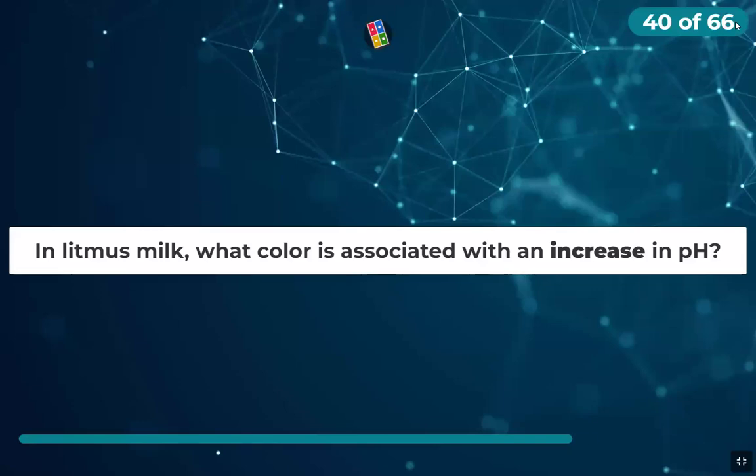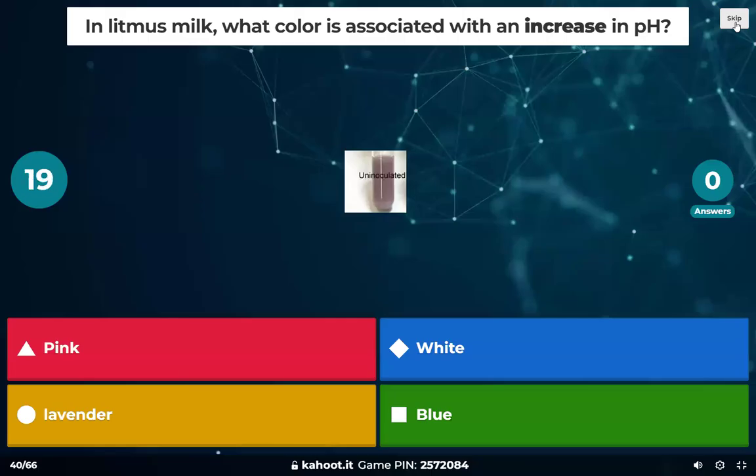All right, in litmus milk, what color is associated with an increase in pH? This is litmus milk, right? We know this because litmus makes it this lavender color. But when we have an increase in pH, what color is it?